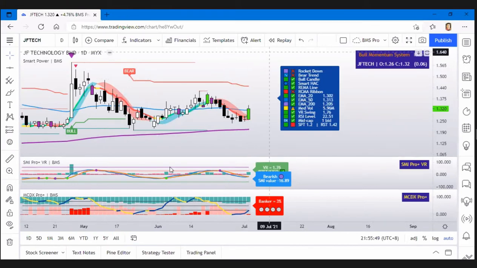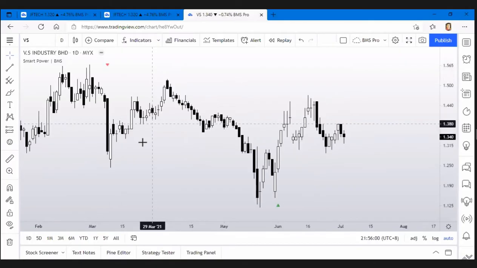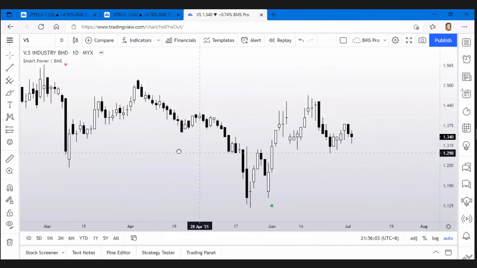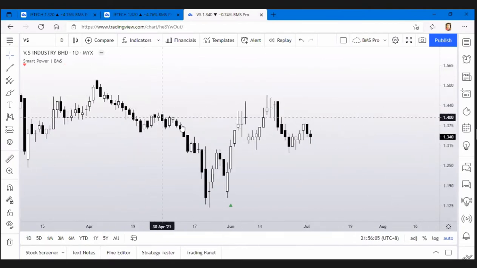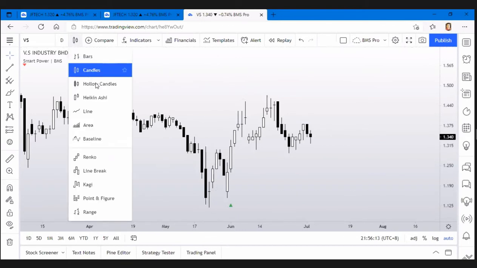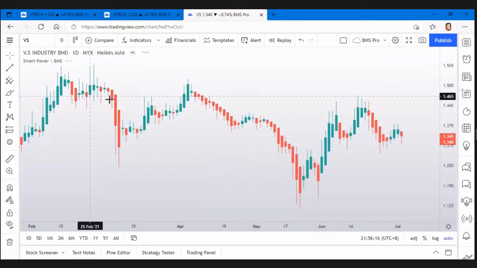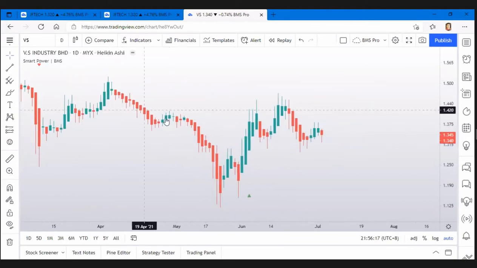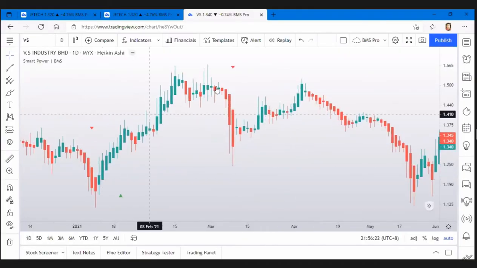Let me share. Okay, this is a blank chart, easy to see. You see this chart, there are black and white candles here. You can see the normal color is green and red. If I put these candles into Heikin Ashi, then you will see one row of red candles and one row of green candles. Then you can see the trend. One row of green candles up and then one row of red candles down. So you can see a trend.